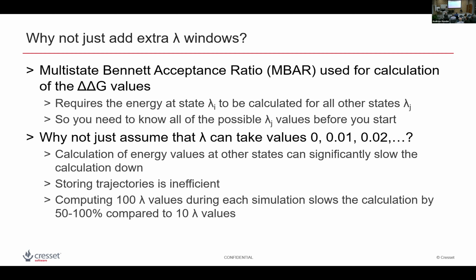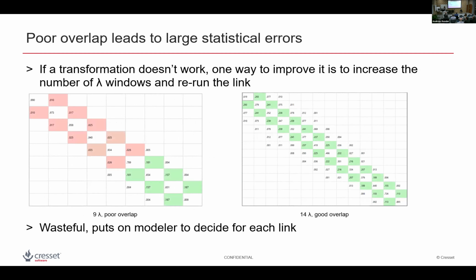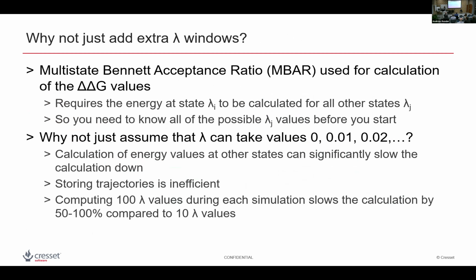If we do this, we slow down the calculation a lot. If we stop every 100 picoseconds and calculate 100 energies every single time, instead of 10, this slows down the calculation by 50 to 100%. So this will take twice as much. It's more or less the same as adding the same number of lambda windows, as we did here. So this doesn't work either.